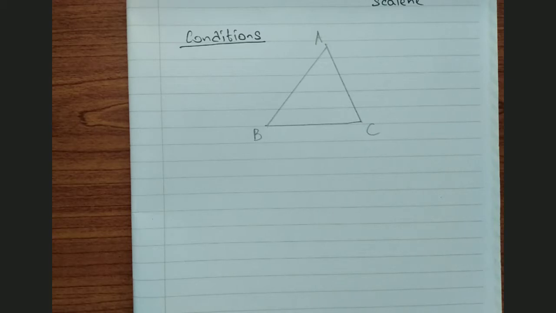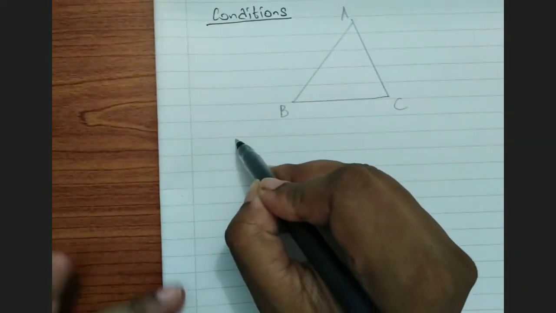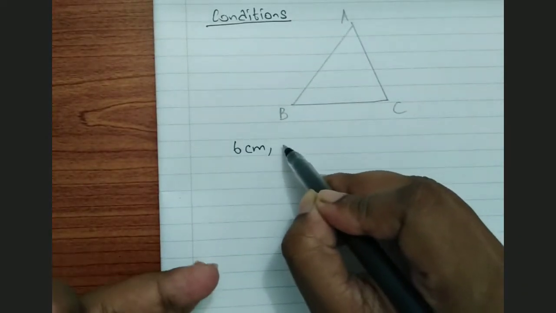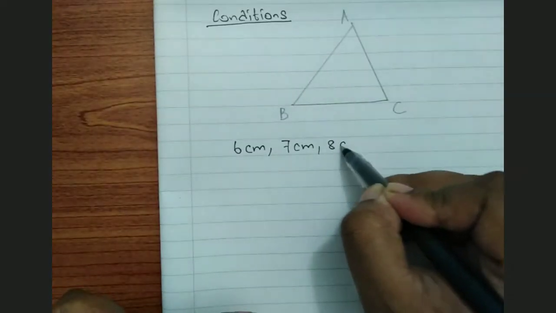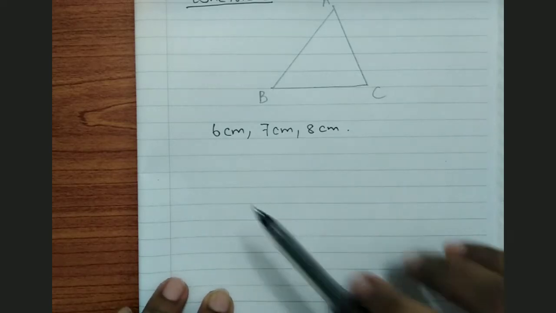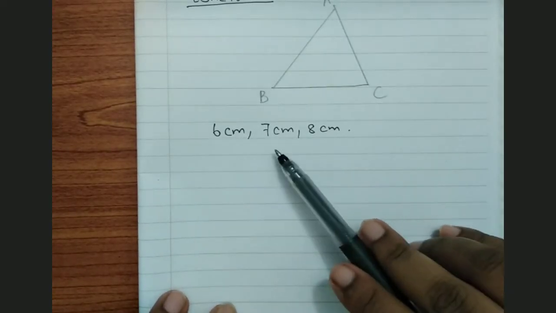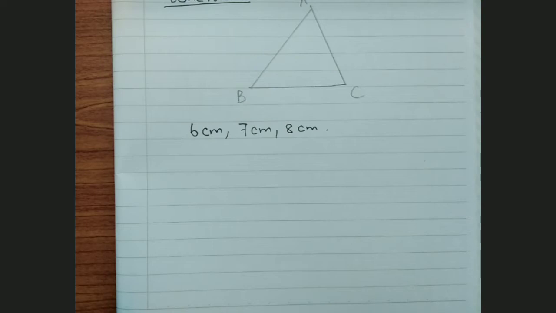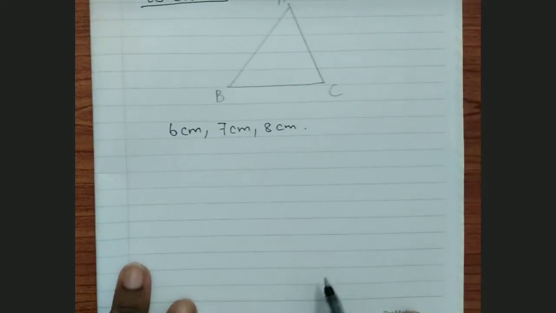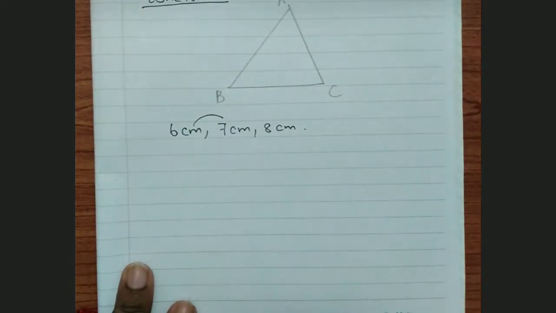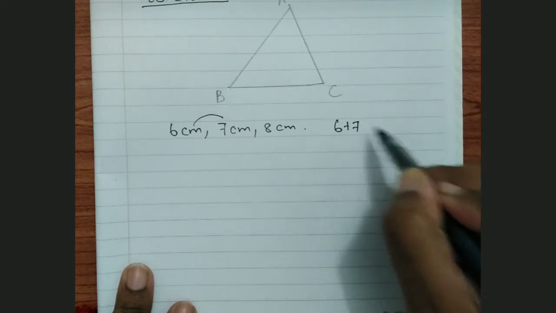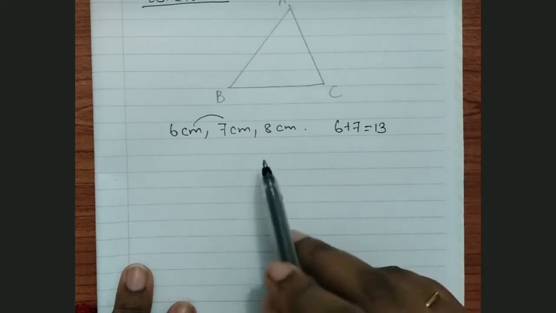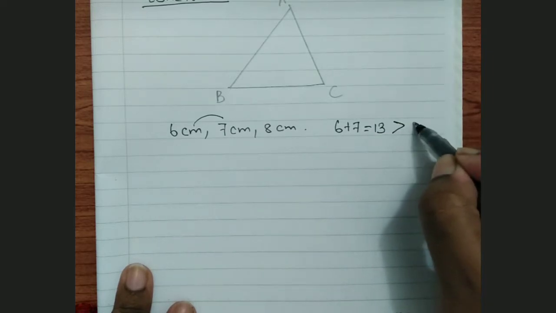So let's take the lengths of the line segments as 6 centimeter, 7 centimeter and 8 centimeter. In order to check whether we can draw a triangle with these 3 lengths, you should add 2 sides, and the sum of those 2 sides should be greater than the third side. Okay, so let's add 2 sides first. Let's add these 2 first. 6 plus 7 is 13. So it's greater than the third side, which is 8.